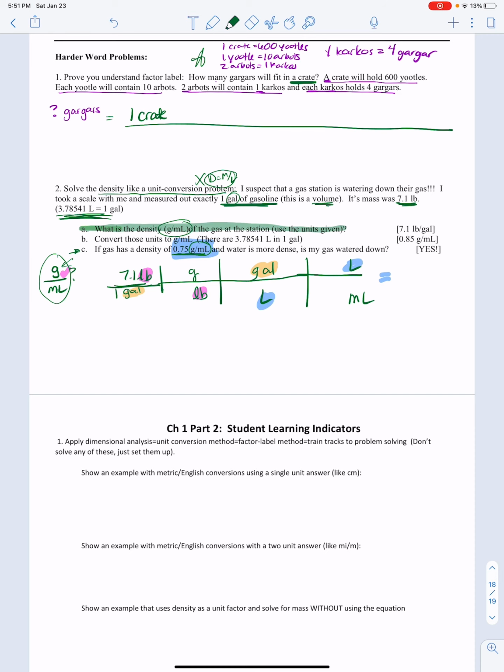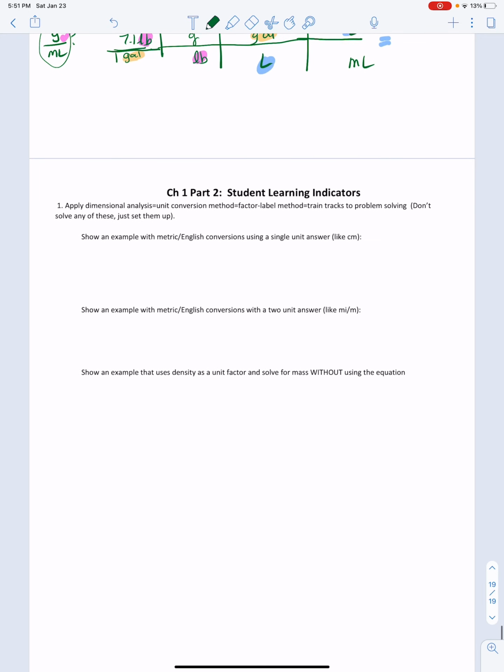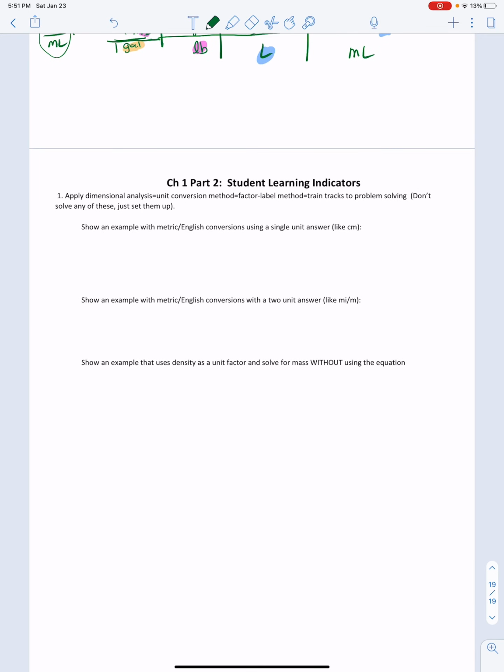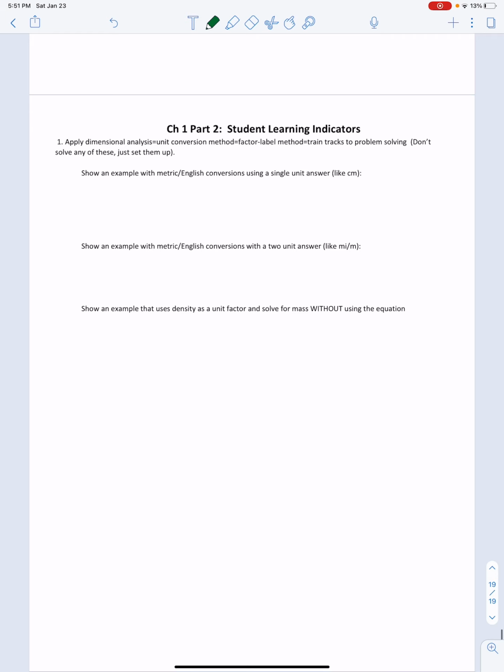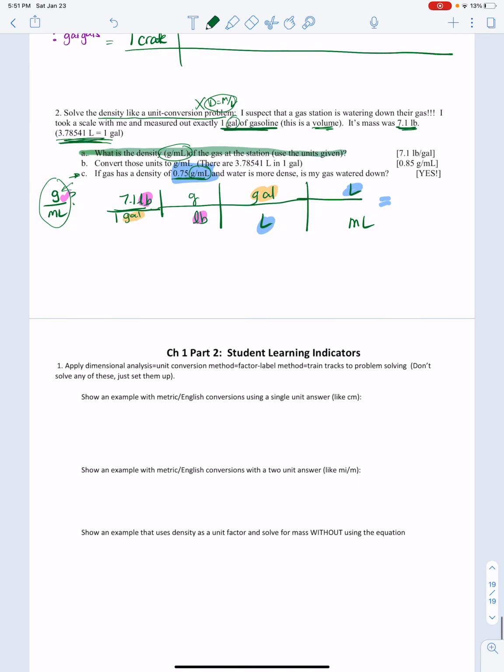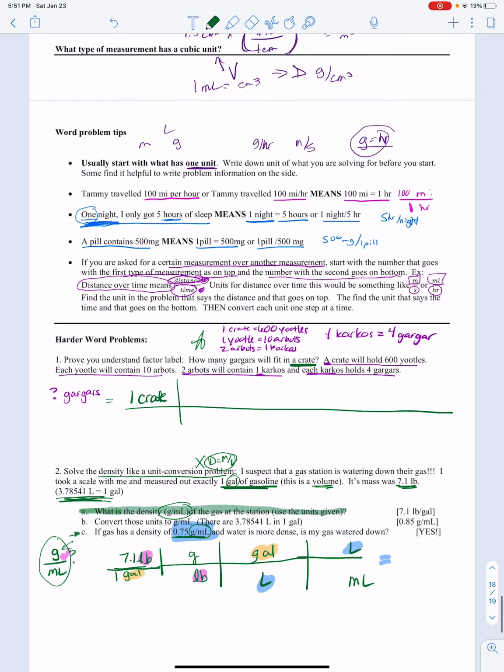So do those two problems on your own. Don't forget to do the part about the crate. And then don't forget you've got the student learning example indicators just to go back and look through your notes and make sure you're comfortable with the factor label method. It is not going away. Ask me if you have questions.